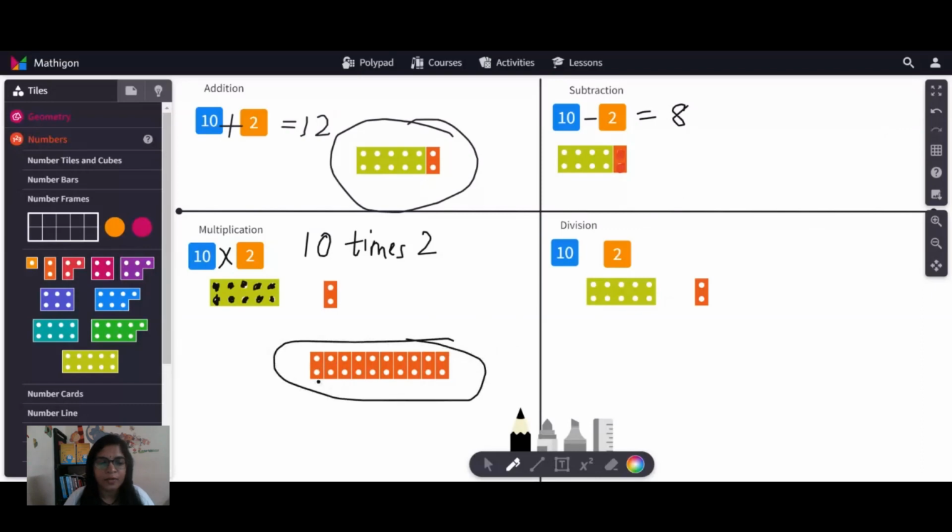And how many dots are there? Children count. They can count this. They will find there are 20 dots. So the answer is 20. Now, let's come to division.